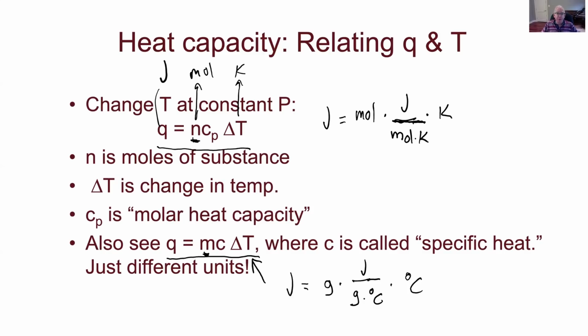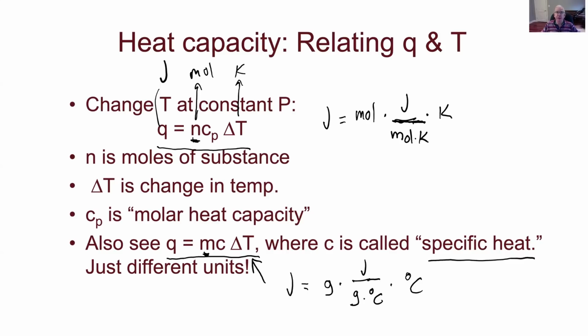The one up top is formally called the molar heat capacity, and the version in the bottom is often referred to as the specific heat, where it's per gram. In engineering applications, you probably see the mass version of that equation more often. In chemistry applications, we sort of probably use moles more often, but basically it just sort of depends on what kind of information we have, whatever is handier.